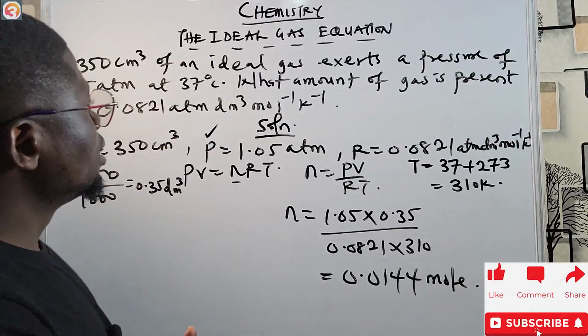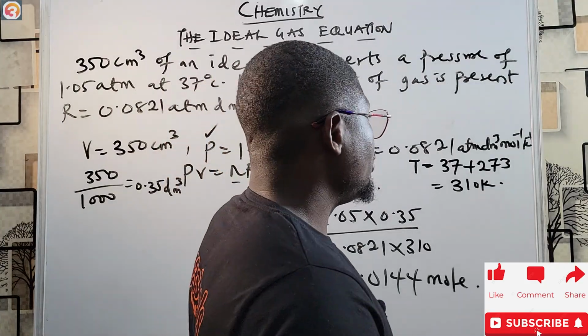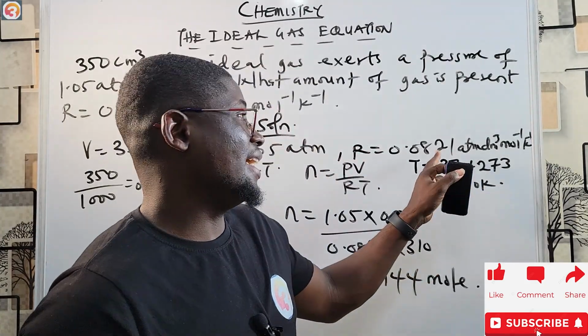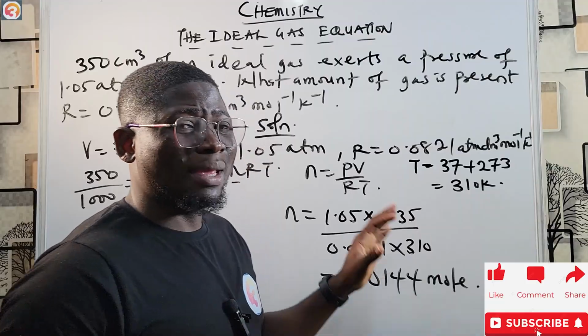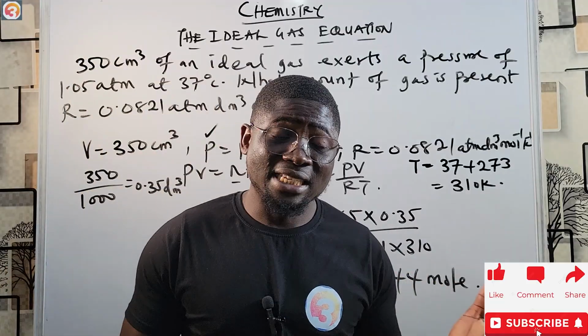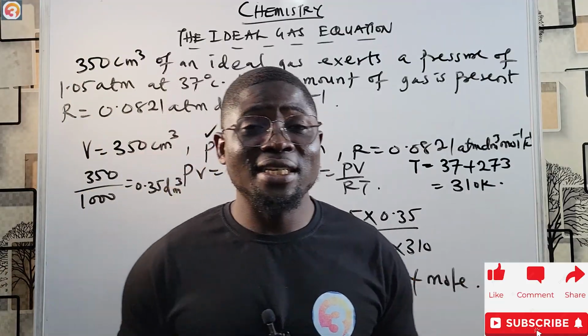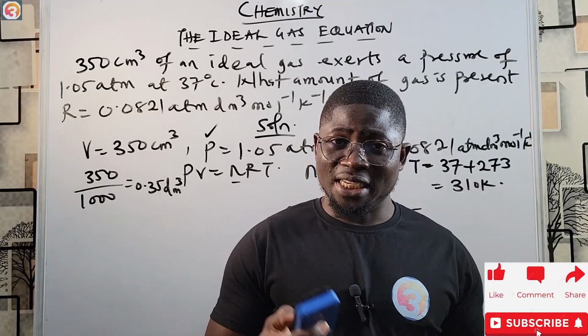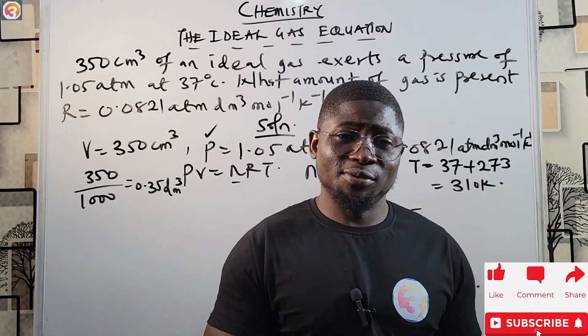So please, you have to take note of your units, the unit of the ideal gas constant, so that you do not make any mistake while solving. It's as simple as ABC. So that is the ideal gas equation. PV is equal to nRT. I'll see you in the next class.